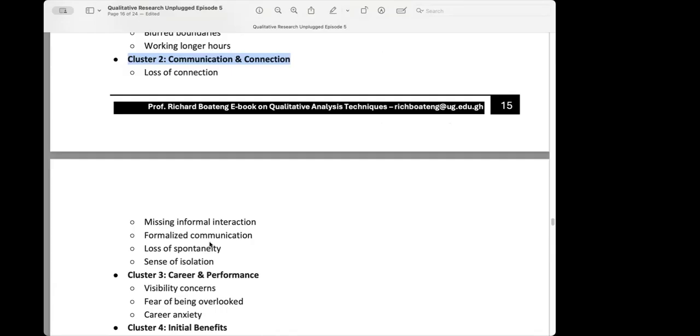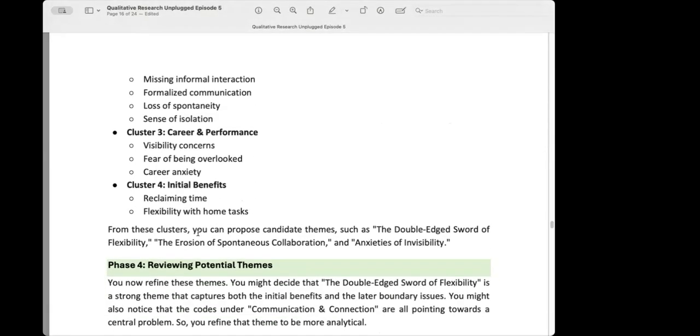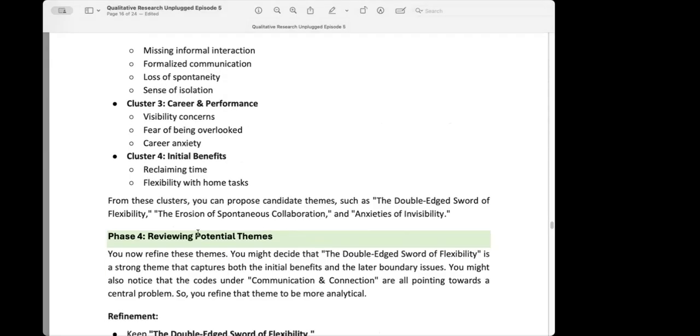They might form a potential communication and connection challenges cluster. Okay, another clear grouping. Then, visibility concerns, fear of being overlooked, and career anxiety naturally coalesce into a potential career and performance anxiety cluster. And you wouldn't forget those initial positive codes like reclaiming time and flexibility with home tasks, which might form an initial benefits cluster.